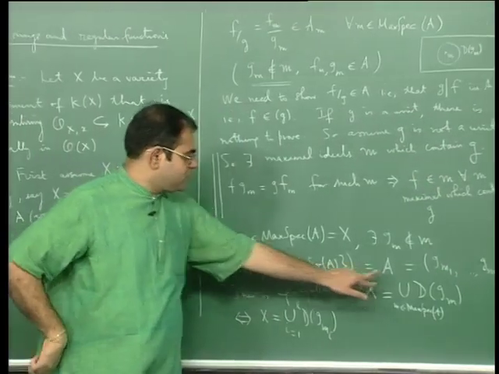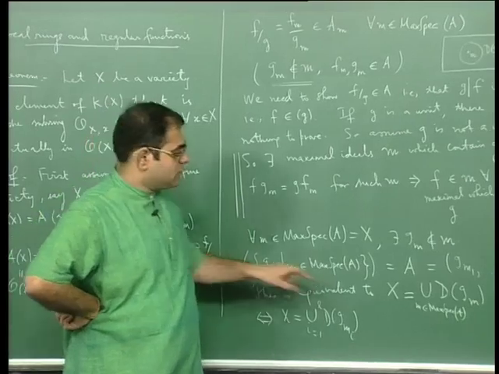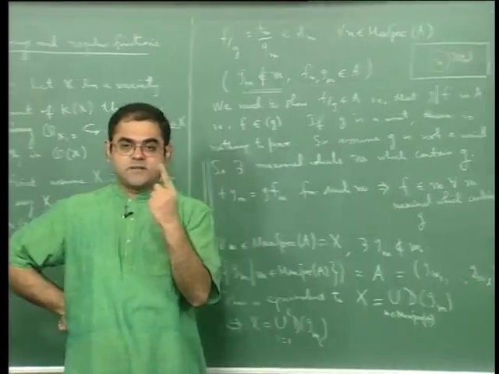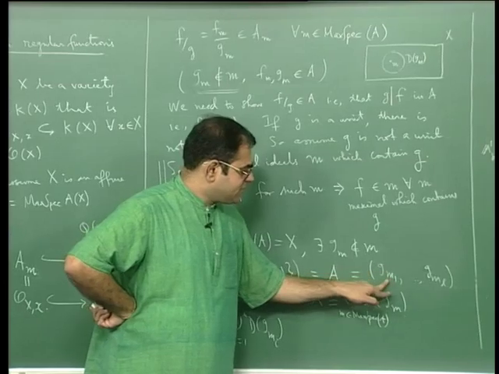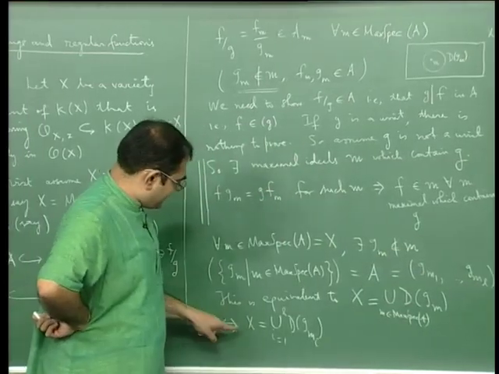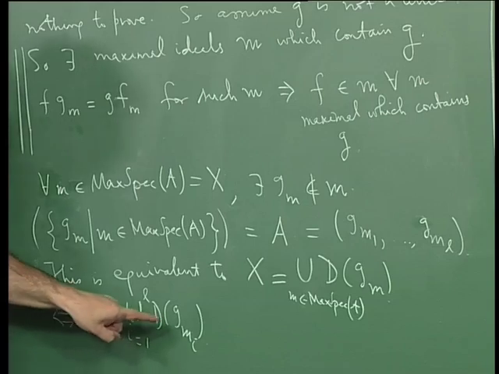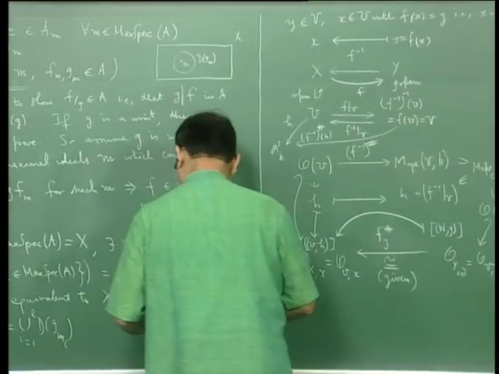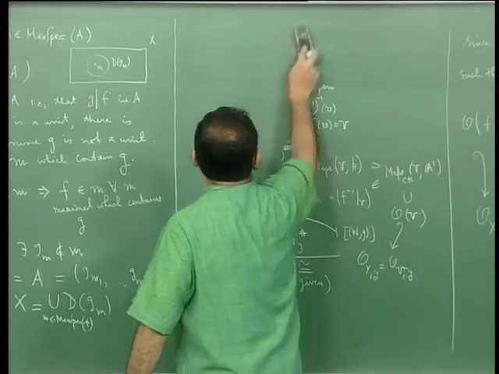If something is a unit ideal, then 1 can be generated by finitely many g_M. Call those g_M1 through g_ML. Then the ideal generated by g_M1 through g_ML contains 1, so it is the full ring A. But then writing A as the ideal generated by g_M1 through g_ML is topologically equivalent to writing max spec of A, which is X, as the union of all the affine opens defined by these g_Mi. That is the topology that is involved. So you can see, side by side, algebra and topology going hand in hand for the Zariski topology.